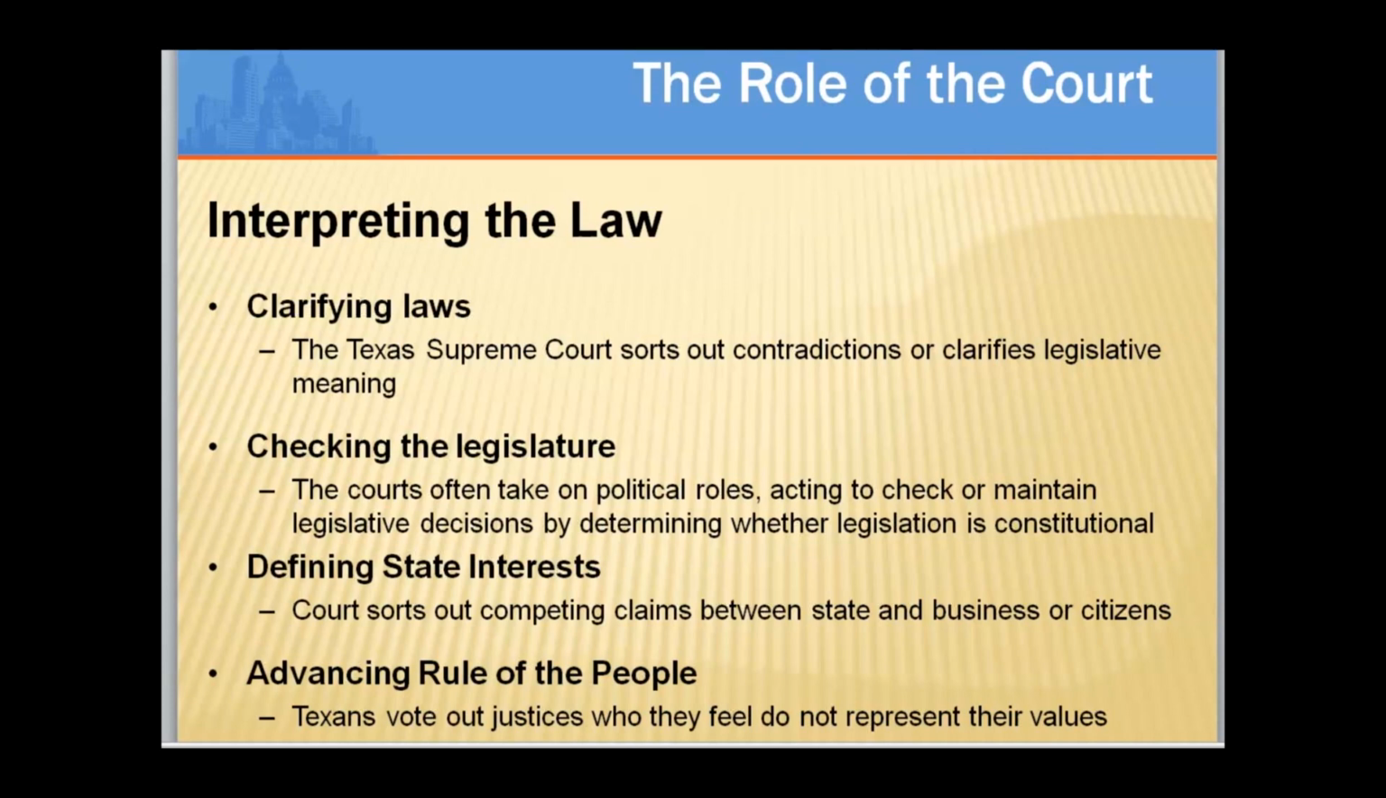Advancing rule of the people. They were voted in so they could be voted out. Because Texas judges are elected by the people, they can be replaced if the public does not agree with their rulings. For example, in the late 20th century, many liberal Democratic judges were replaced by conservative Republican judges that better reflected the values of the electorate.